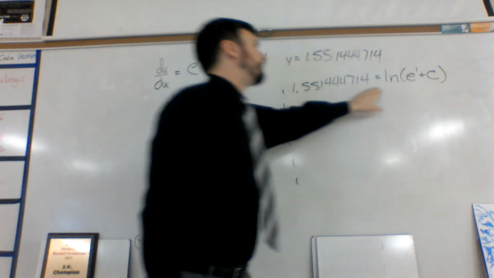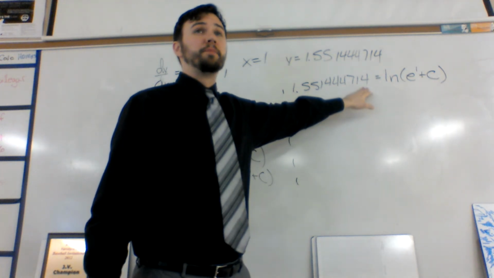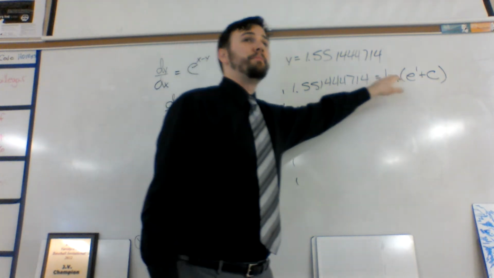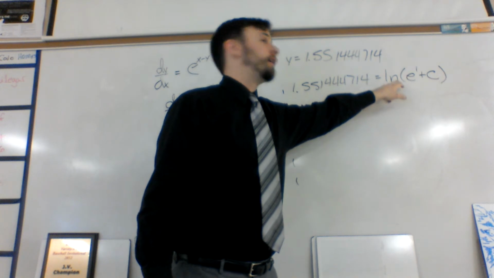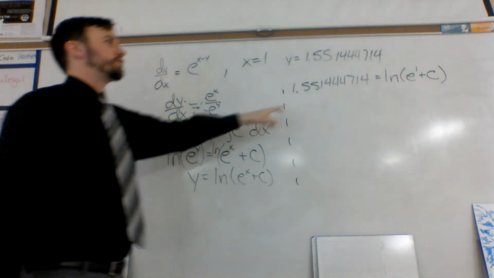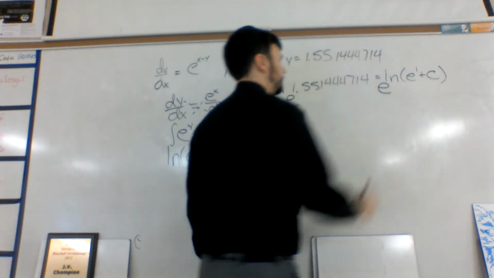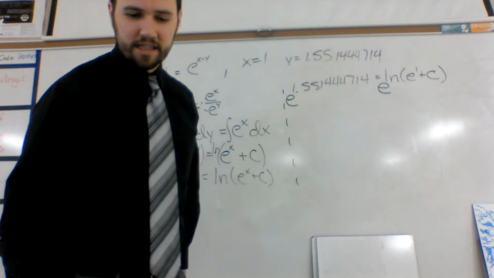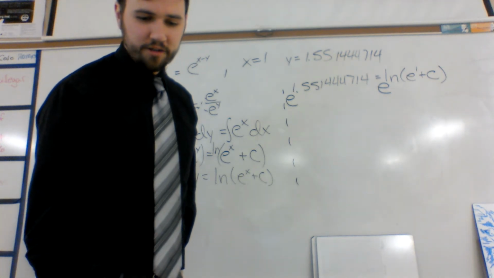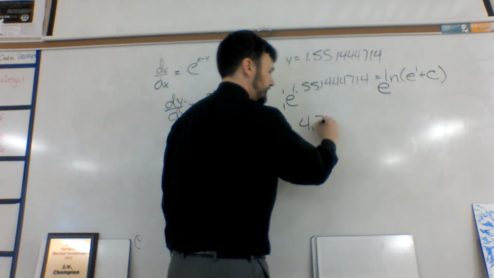Now I need to get rid of natural log, right? How do you get rid of natural log now? This is opposite. You take both as a power of e. Because to get rid of e, you take natural log. So to get rid of natural log, you take both as a power of e. Okay, I actually did this problem. So you get e to the 1.55 whatever, you get 4.7.